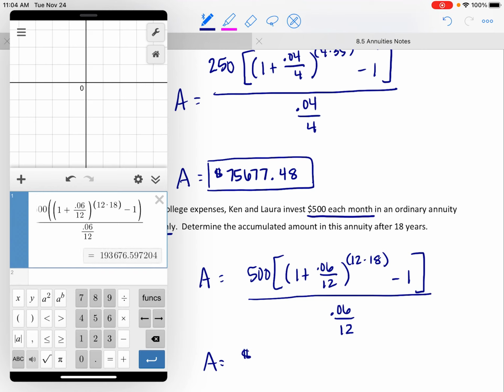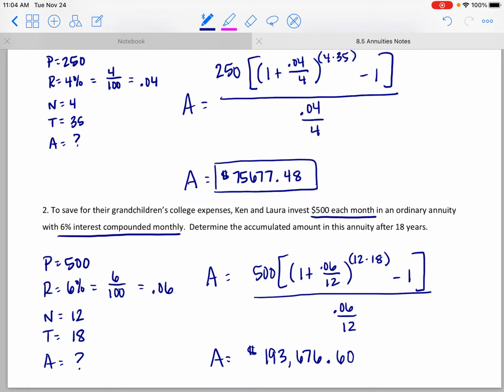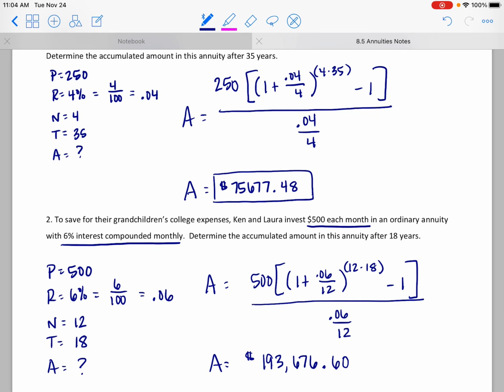And they're going to end up with $193,676. And 59 followed by a 7 is going to round that to 60 cents. Okay, so there it is. If they are able to put $500 every month into this annuity that pays them 6% interest compounded monthly when they make those payments, after 18 years, they'll have saved up almost $200,000 for their grandkids.